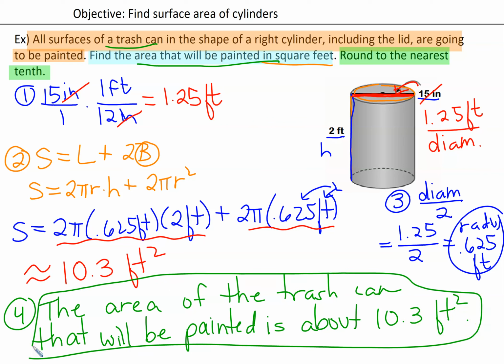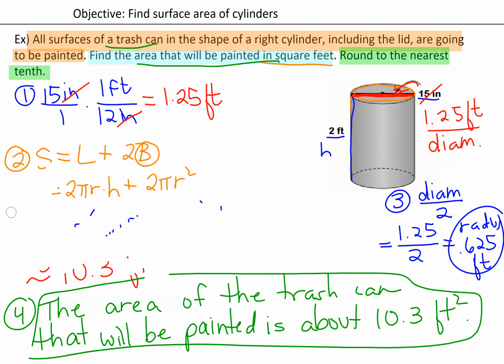All right, so before we go on to the next problem, I just wanted to show you how to do this particular problem using a net instead of the formula. You might like that better. You might find it easier to remember. So it's always good to have options.